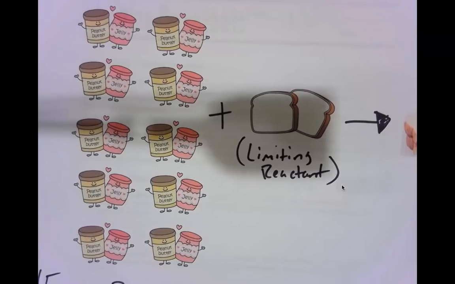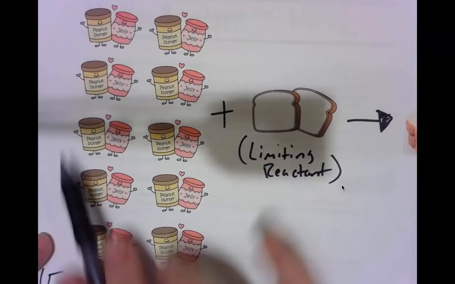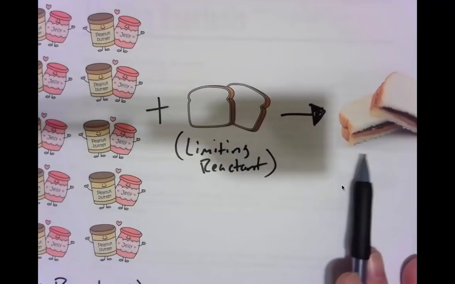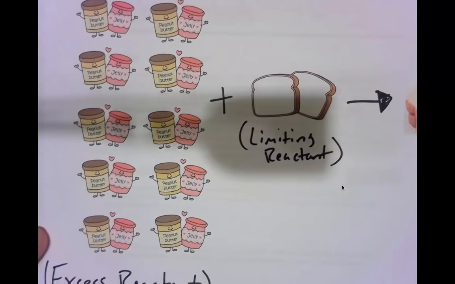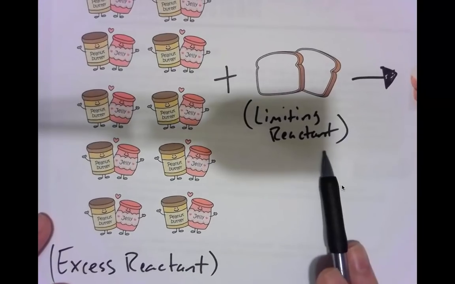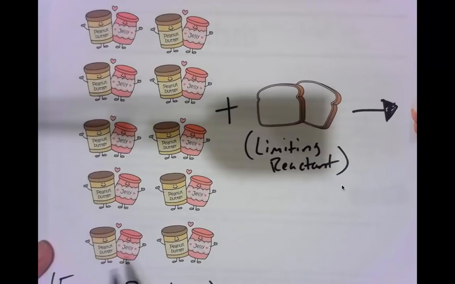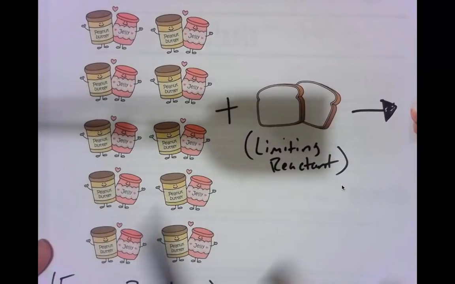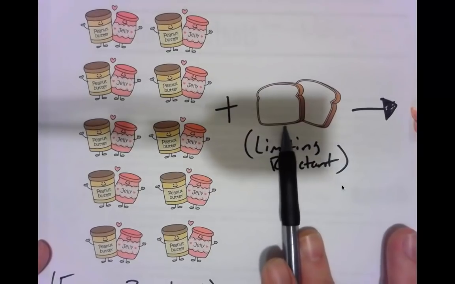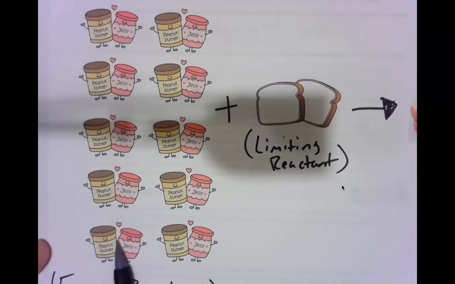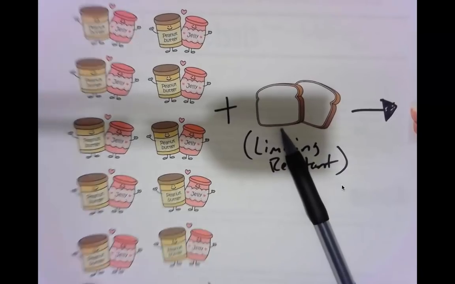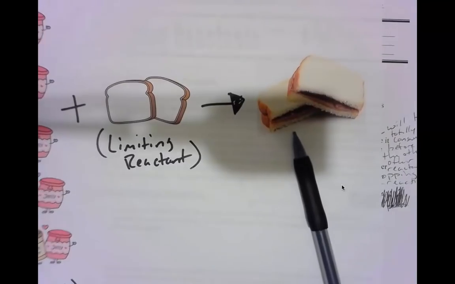So if we relate this back to our reactions, we could say we have some amount of peanut butter and jelly with some bread, and then we can make peanut butter and jelly sandwiches. This time though, we're going to add something new into it: excess reactant and limiting reactant. If we take a look at these pictures, you can see we have tons and tons of peanut butter and jelly. We only have 2 pieces of bread. It doesn't matter how much peanut butter and jelly we have, because we only have 2 pieces of bread. We can only make 1 peanut butter and jelly sandwich.